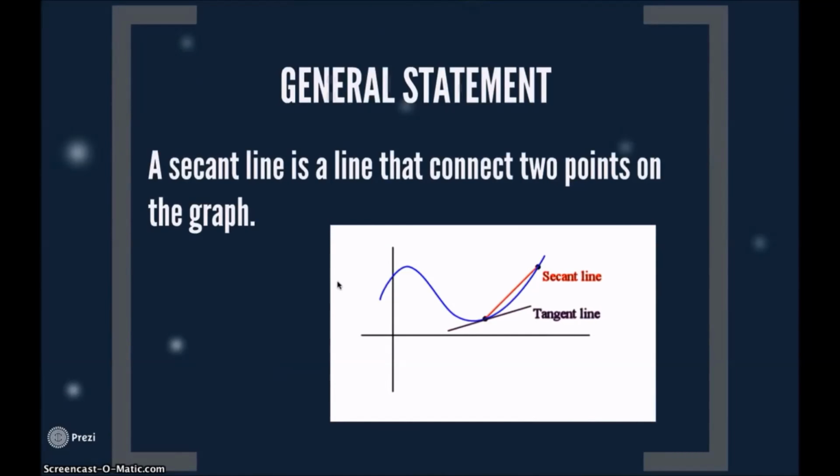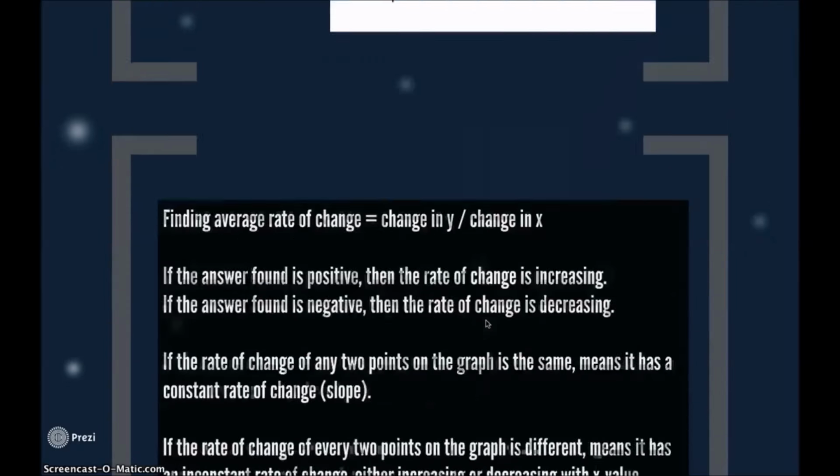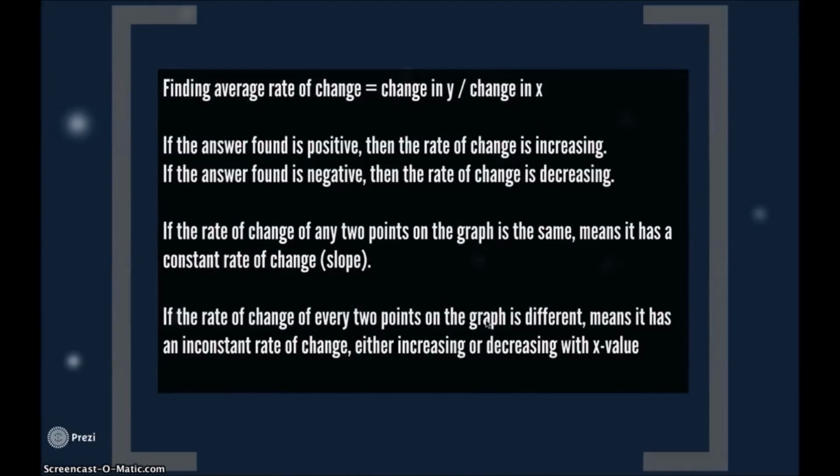A secant line is a line that connects 2 points on the graph. In other words, it is a line that cuts the graph at 2 points. It is not to be mistaken with a tangent line, which only touches 1 point. The average rate of change is equal to the change in y over the change in x.